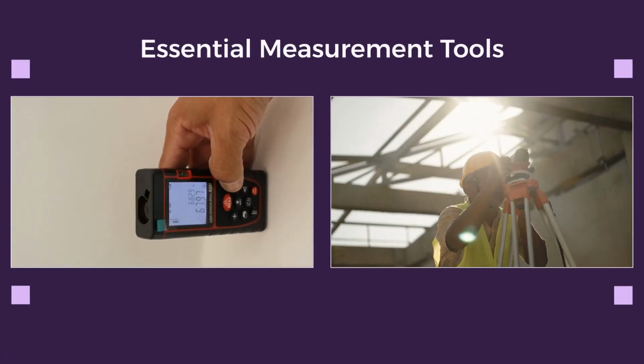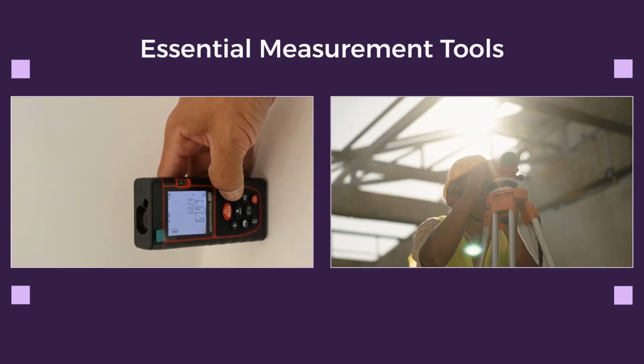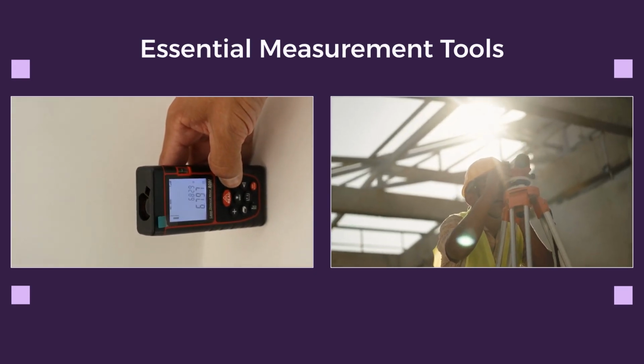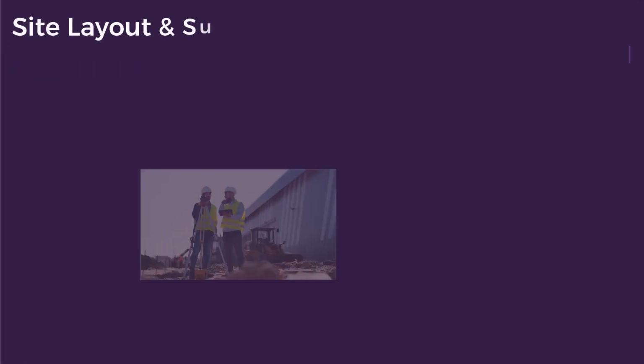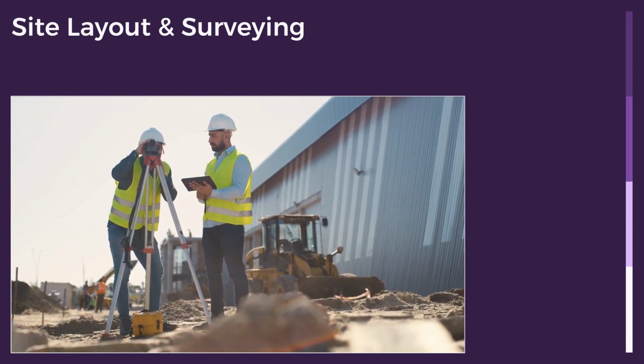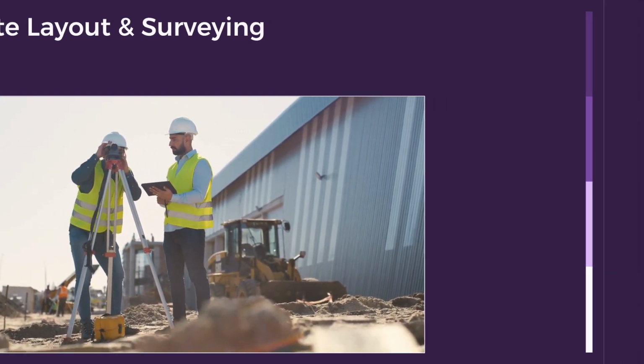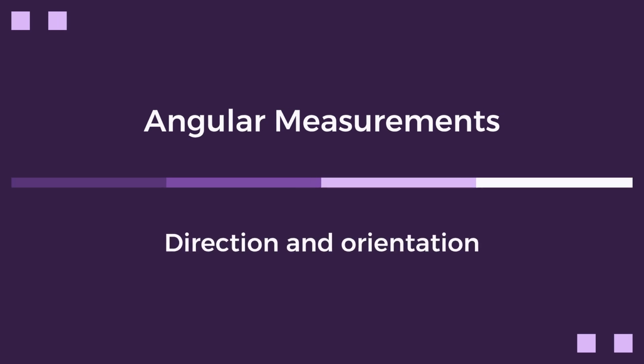Tools like measuring tapes and chains are still used for basic measurements, while advanced total stations offer high precision for longer distances and complex sites. Linear measurements are vital for land surveying, defining property boundaries, and accurately laying out the elements of the construction site according to the plan. Next, we delve into angular measurements, essential for determining direction and orientation on the site.